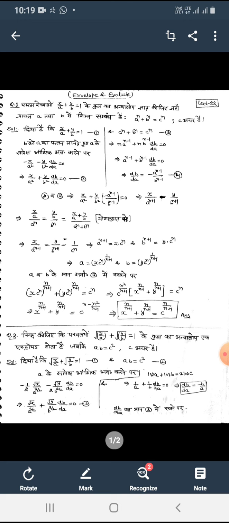And differentiating partially with respect to a, assuming b as a function of a, equation number 3, we find that n a raised to power n minus 1 plus n b raised to power n minus 1 db upon da is equal to 0, implies that a raised to power n minus 1 plus b raised to power n minus 1 db upon da is equal to 0, implies that db upon da is equal to minus a raised to power n minus 1 upon b raised to power n minus 1, equation number 4.